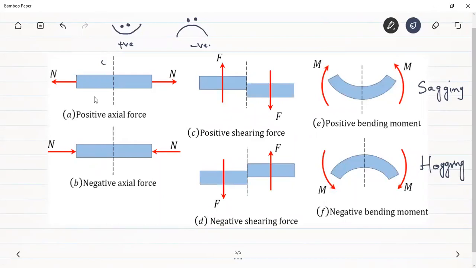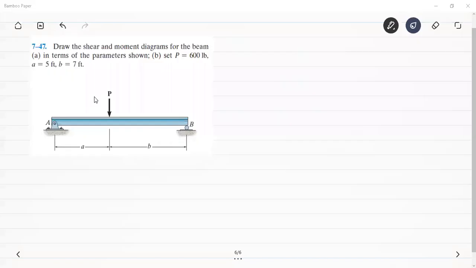You can draw the diagram as well if you want. Draw the shear and moment diagrams for the beam in terms of the parameters. The force is 600 pounds. The distances A and B are given. We have to draw the shear diagram as well as the bending moment diagram.